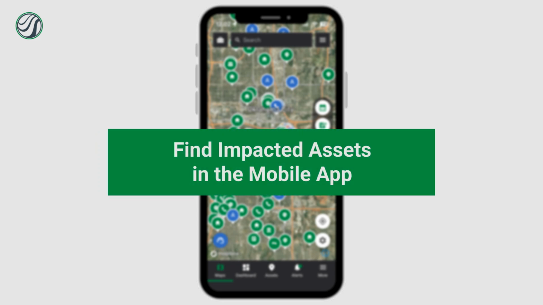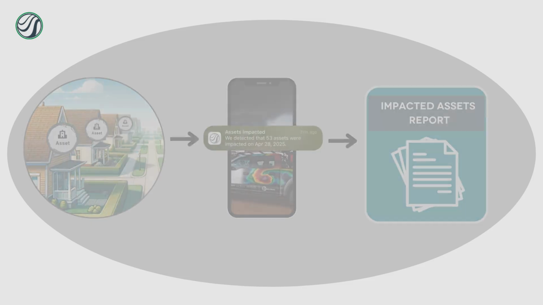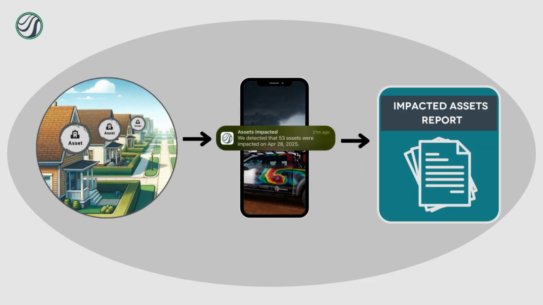In this video, we will cover how to find clients hit by storms using the Impacted Assets feature in the mobile app. Impacted Assets helps you see which customers or prospects were hit by hail, wind, or tornadoes, so you can reach out quickly, schedule inspections, and help with claim support. Instead of starting from scratch after a storm, you are starting with the property owners you already have a relationship with.